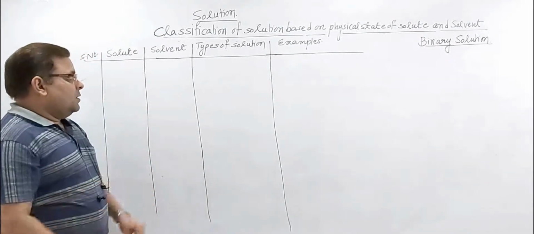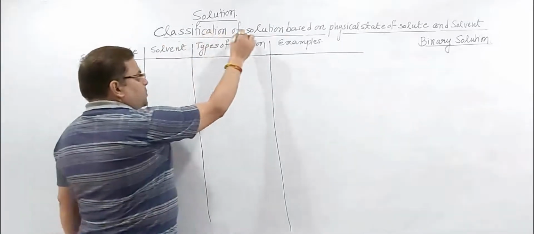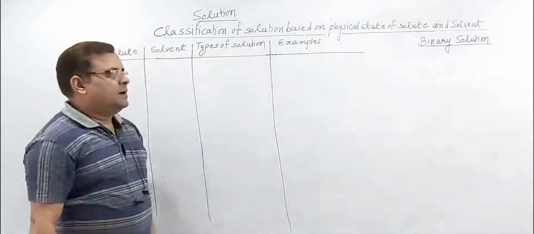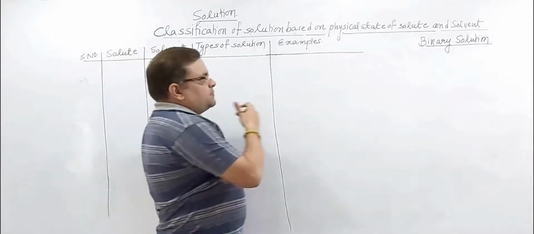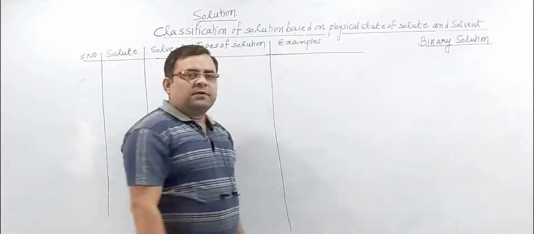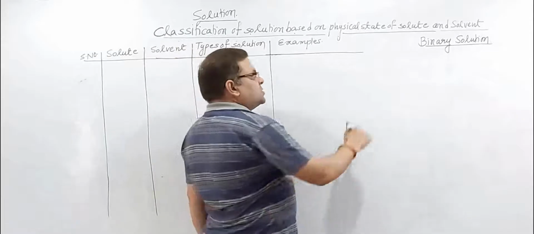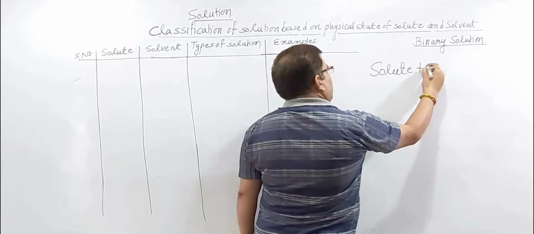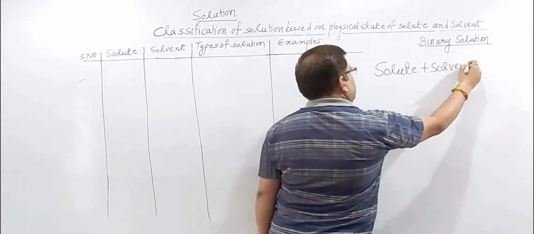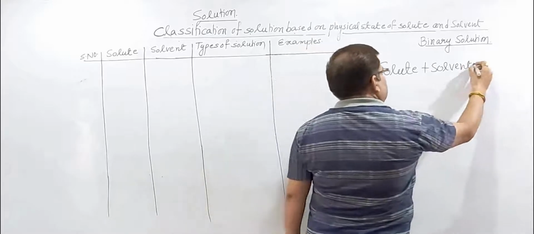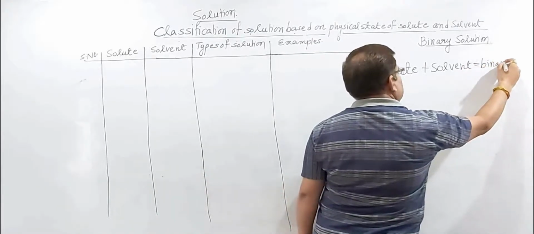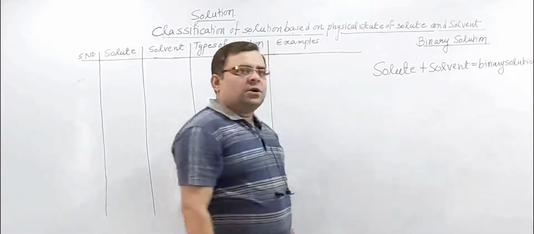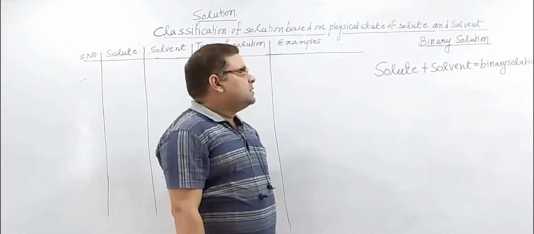So first of all, we will classify a solution based on the physical state of solute and the physical state of solvent. But before that, I will explain binary solution. So what is the meaning of binary solution? A solution having only one solute and one solvent is called a binary solution.